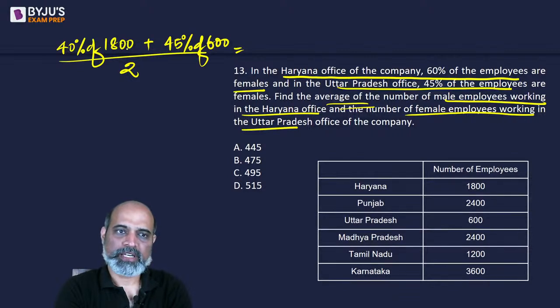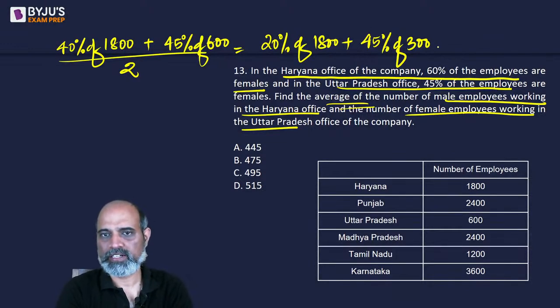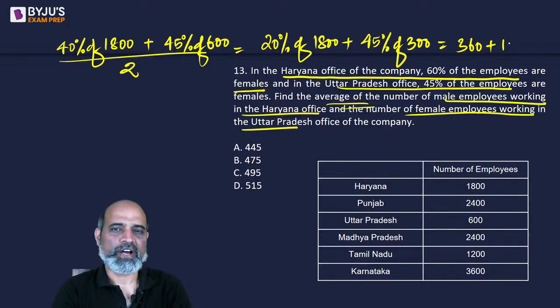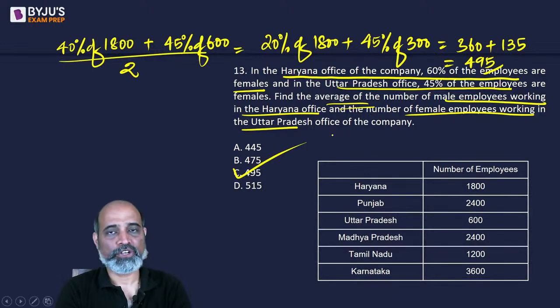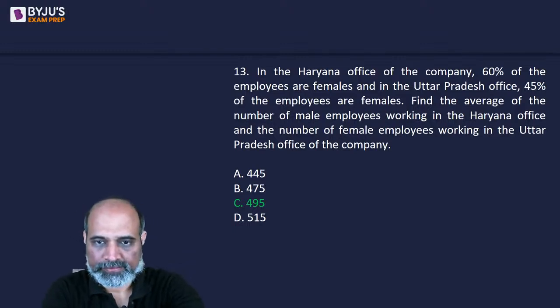जैसे मैं इसको लिख सकता हूँ 20% of 1,800 plus 45% of 300. So I divided by 2, 1,800 की जगह 40 में और इधर 2 इधर divide कर लिया. So this is going to be 360 plus 45 into 3, which is going to be 135. So this will result in 495. 495 is going to be the average. ठीक है? Okay.